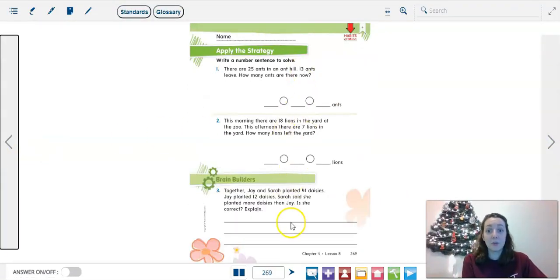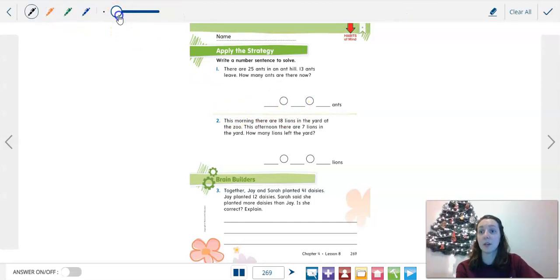All right, so we're going to go through this page together. There are 25 ants in an anthill. 13 ants leave. How many ants are there now? Okay, so they want us to write a number sentence. They want us to apply this strategy specifically, so they want us to write a number sentence.